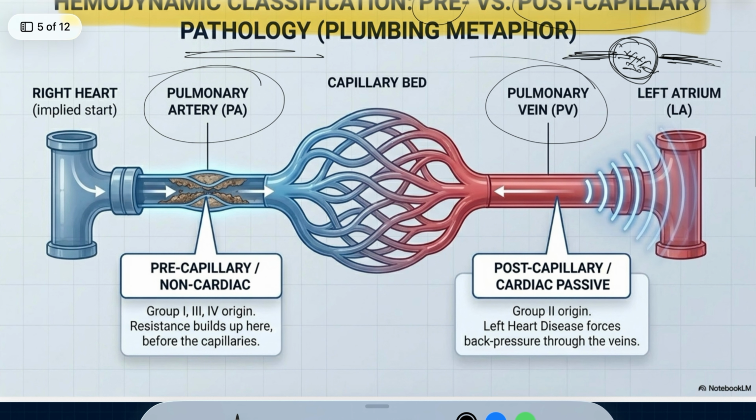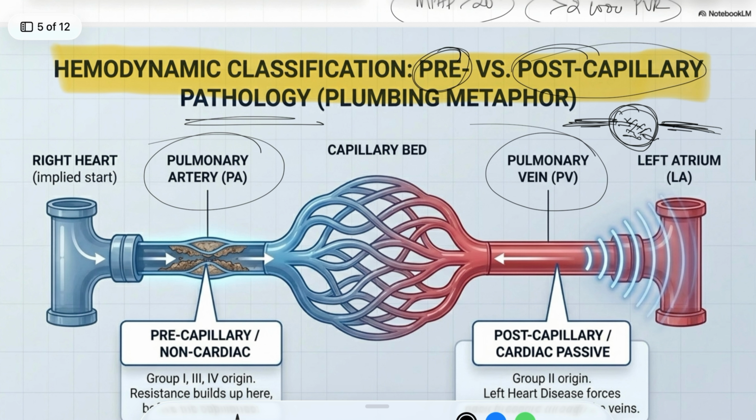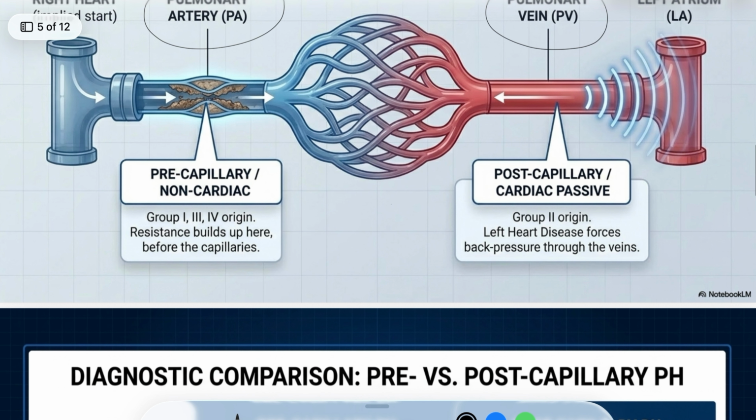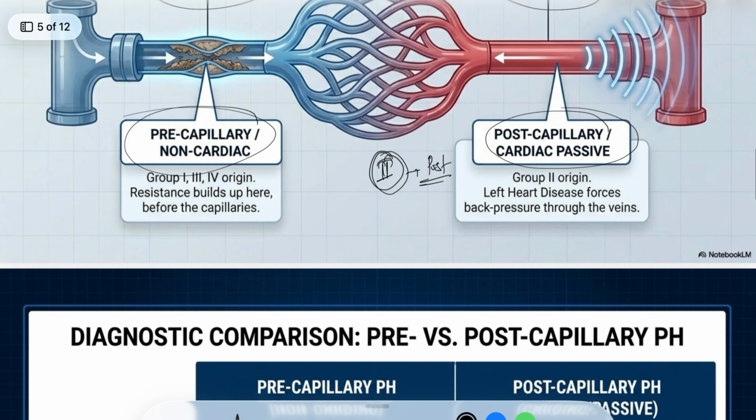So we call it pre and post. Just remember your group 2 is a post. All others are included in pre except fifth. Just remember 2 is a post capillary, cardiac passive. So group 2 is the origin actually. What we learnt in group 2 was all about left heart diseases, forcing back pressure through the veins. Whereas in group 1, 3 and 4, resistance builds up here before the capillaries.